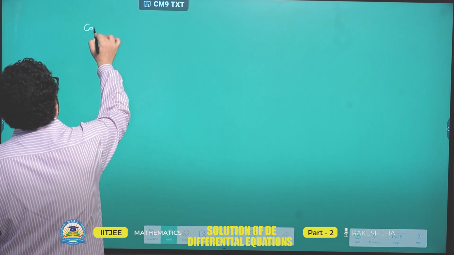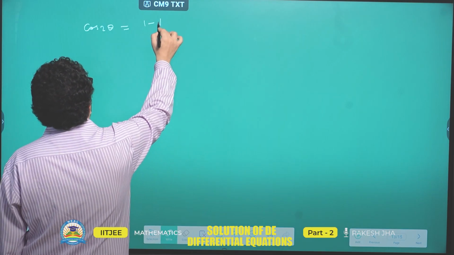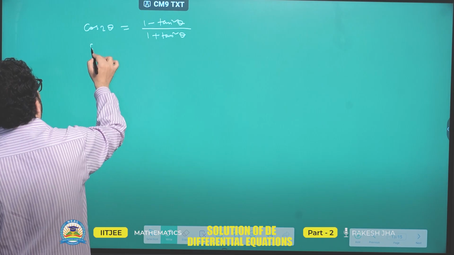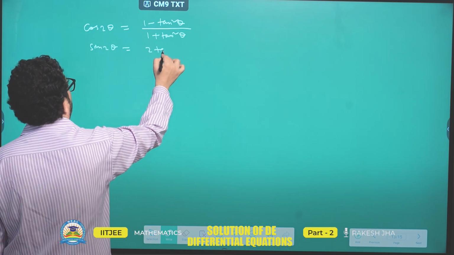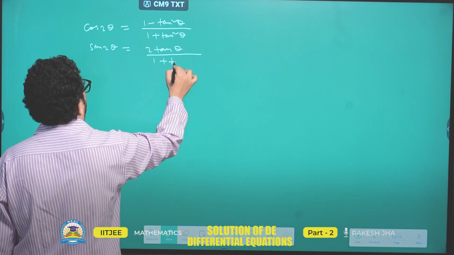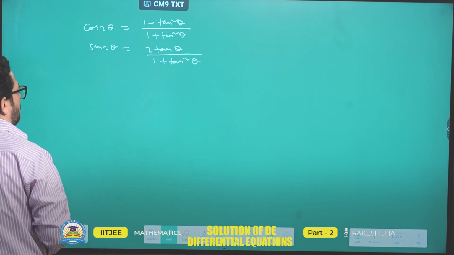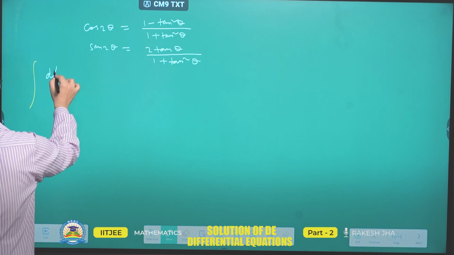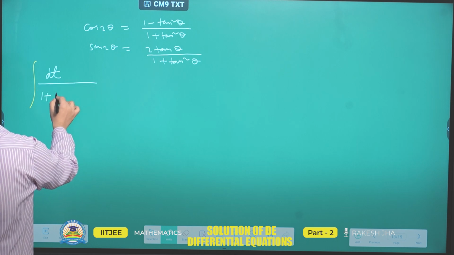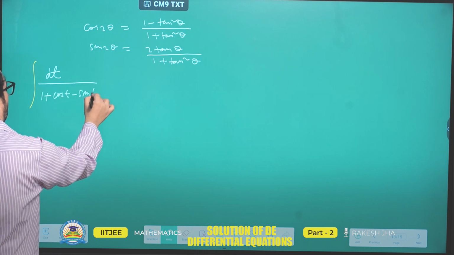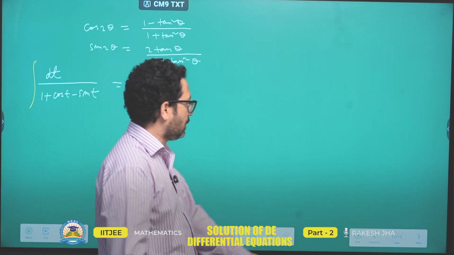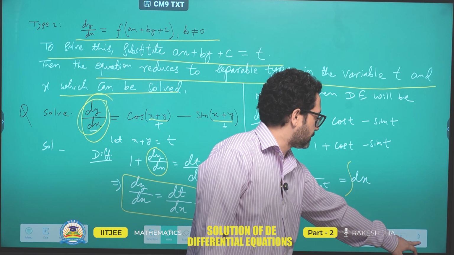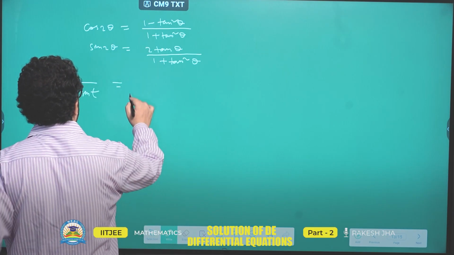We know the formula cos 2 theta is equal to 1 minus tan square theta upon 1 plus tan square theta. In a similar way, sin 2 theta is equal to 2 tan theta upon 1 plus tan square theta. So here we have the integral of dt upon 1 plus cos t minus sin t is equal to, integral of dx, which is x, so we can write x plus c.